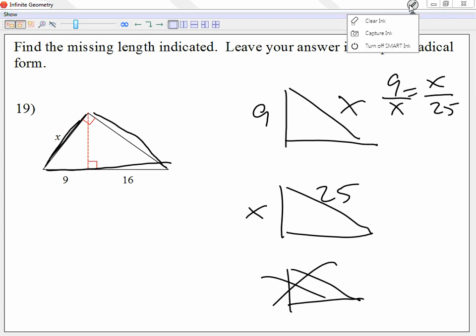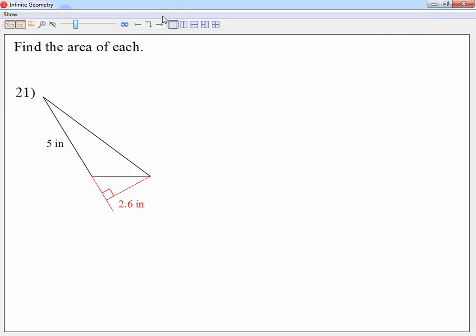I'll let you guys finish with number 20 as well. Remember, there's 4 of those on the 5.